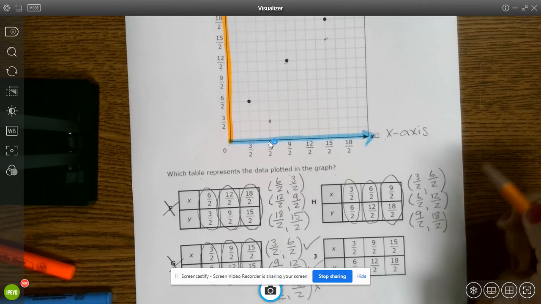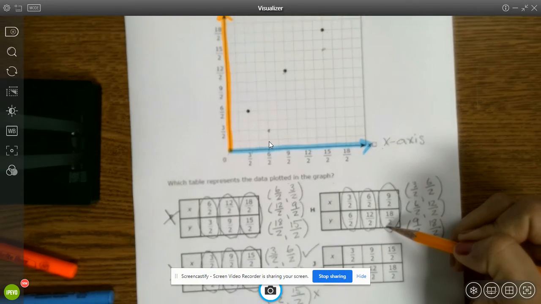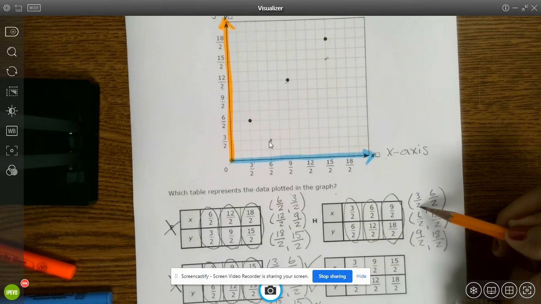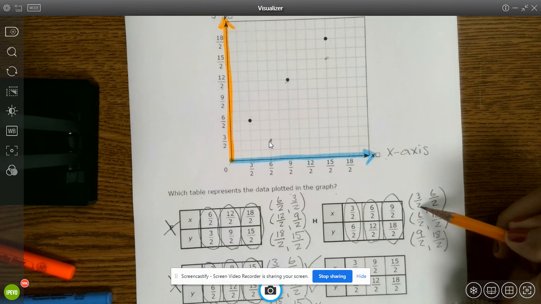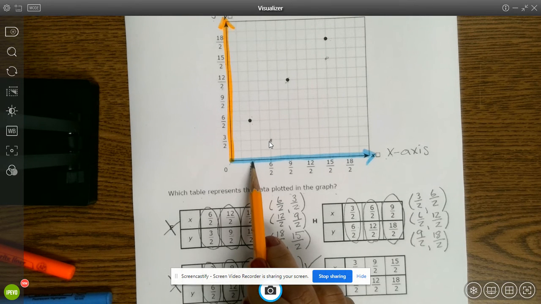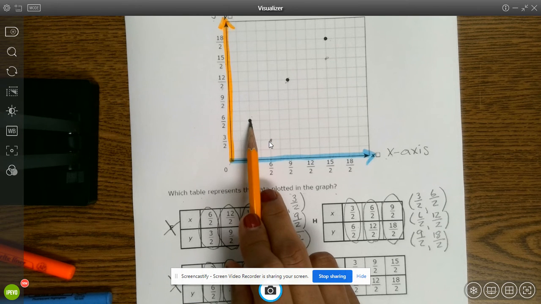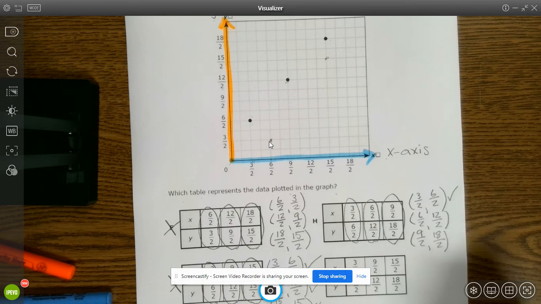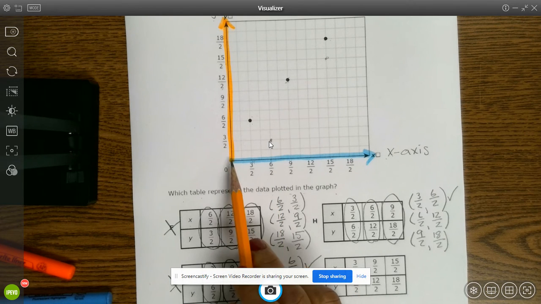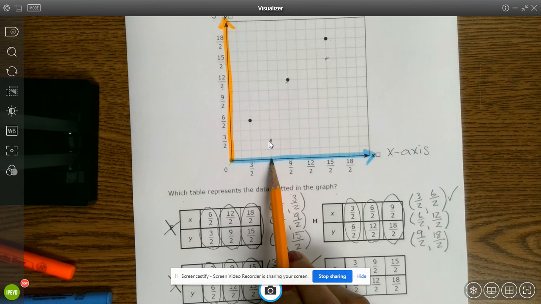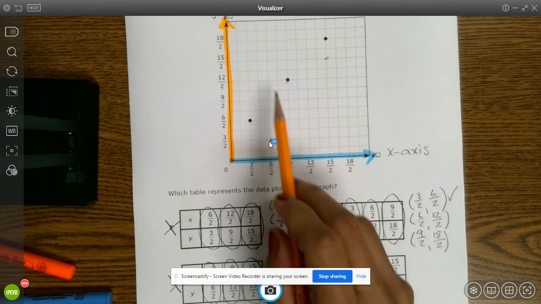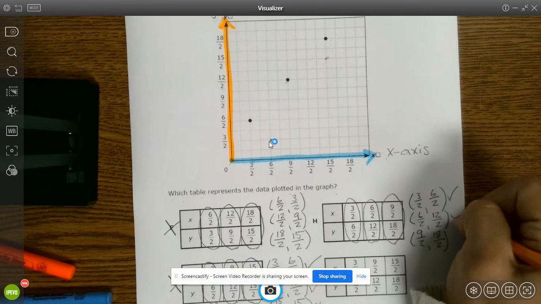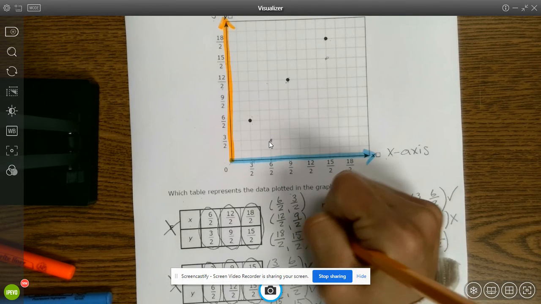Okay, let's see if this table fits the dots. 3 over 2, again, is on my X-axis, and 6 over 2 is on my Y-axis. 6 over 2, there is a dot there, so this one checks off. My next one is 6 over 2 for my X, and then I go up to 12 over 2. There is no dot there, so this one does not work. H is not my answer.